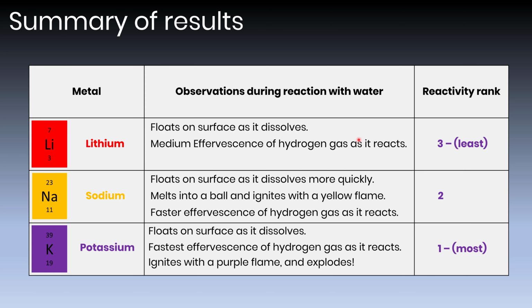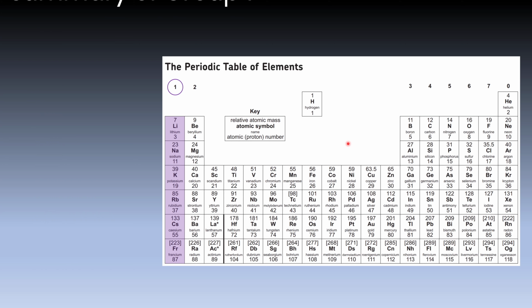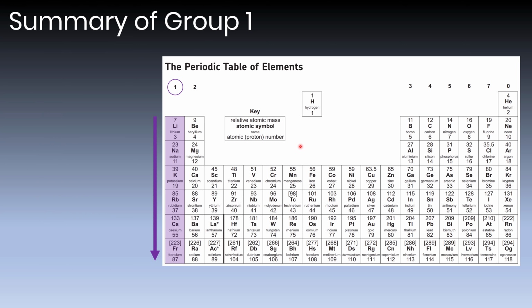Let's now take this back to the periodic table and try to describe a trend. What we should find is that reactivity increases as we go down group 1. Potassium is our most reactive, sodium our second most, and lithium our least. So therefore, we can infer that the reactivity is increasing as we go down group 1.